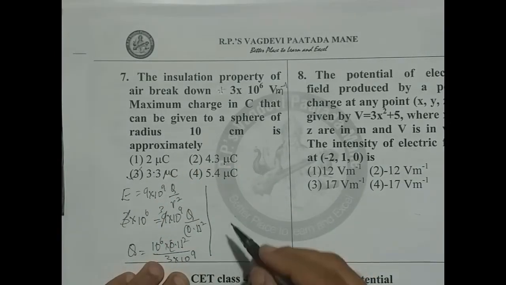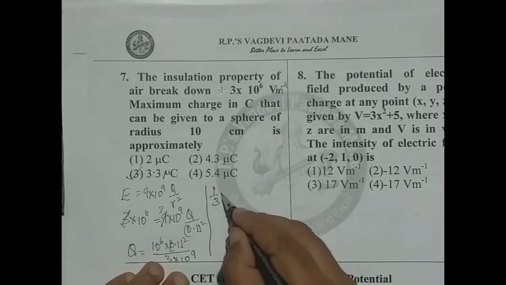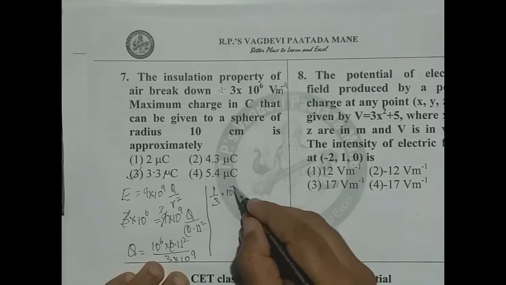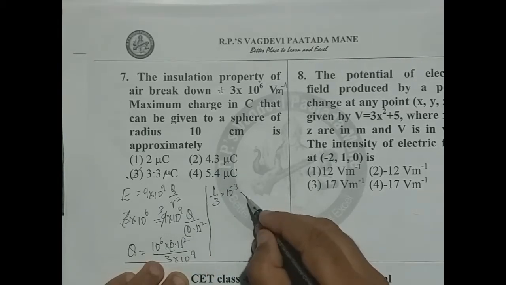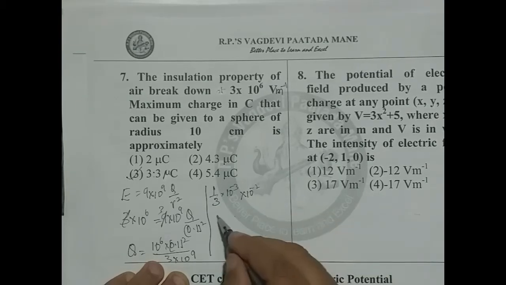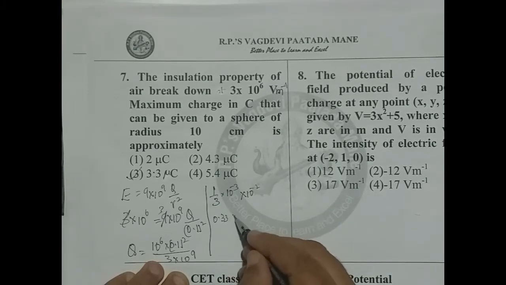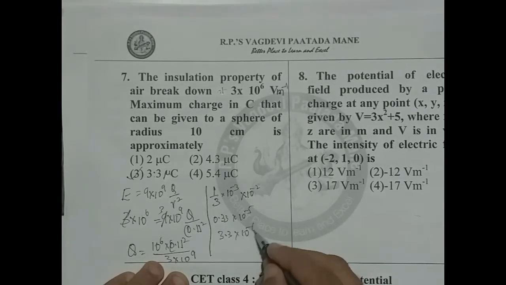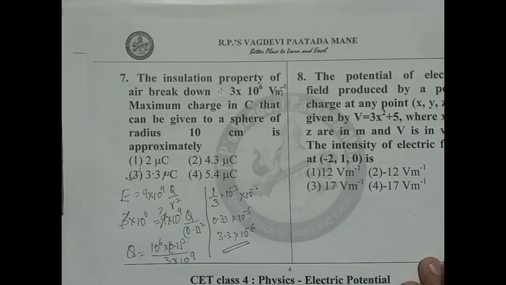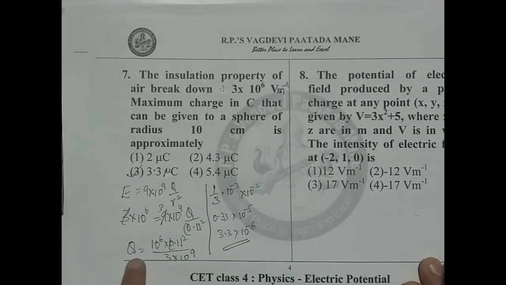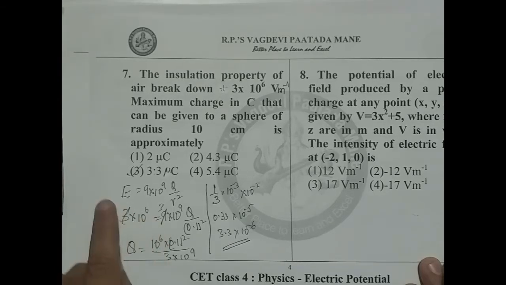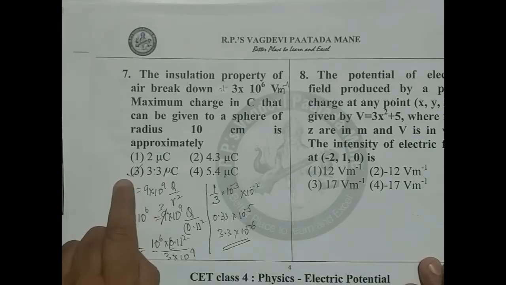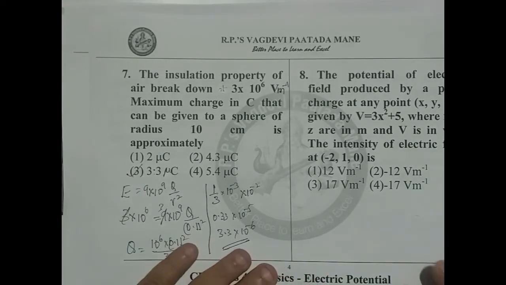For clarification we can show it like this: 1 by 3 into 10 raised to minus 3 going over there, 0.1 square is 10 raised to minus 2, so 0.33 into 10 raised to minus 5, so 3.3 into 10 raised to minus 6. That is the calculation. But in the exam this part is not required, only at this stage as you came to know. So 1 by 3, that is 3.3 or 0.33, only the option that has 0.33 is that one, so you can take that. Now going for the 8th question.